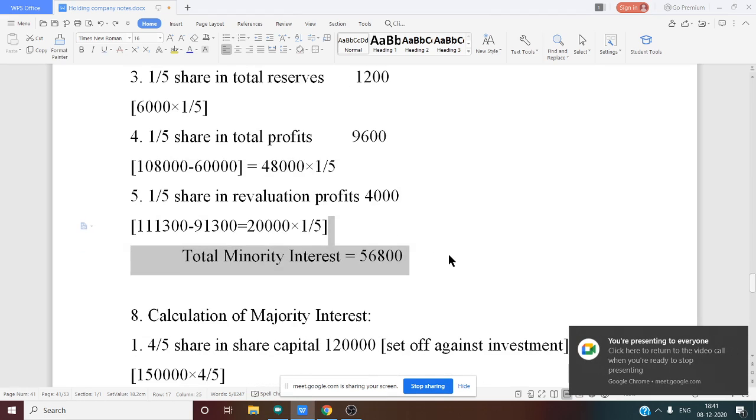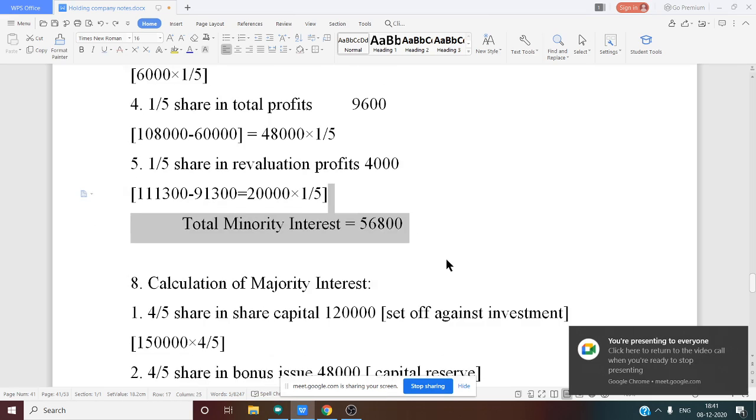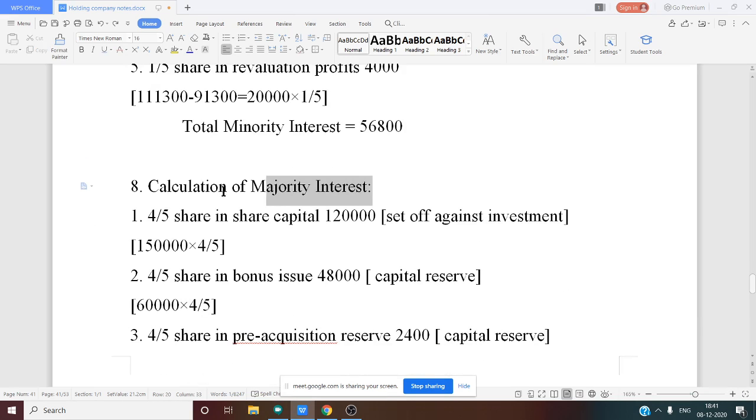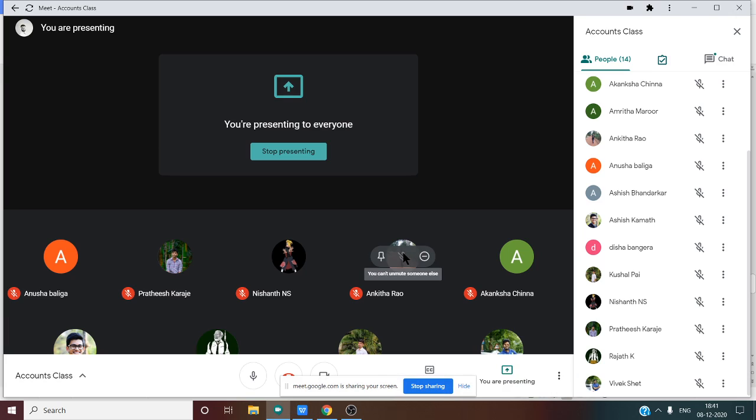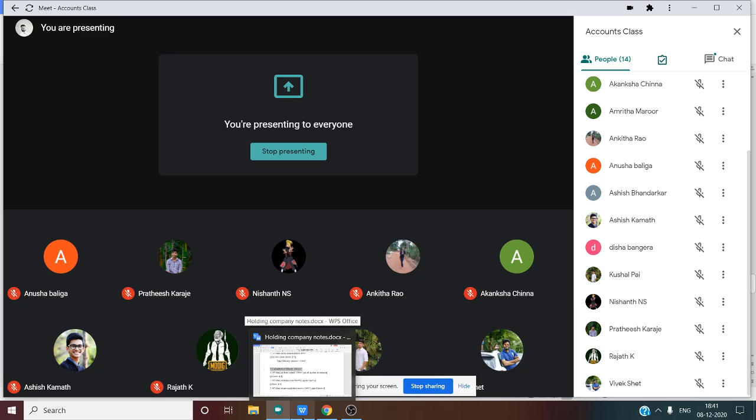Now, after calculating minority interest, the next thing we have to do is majority interest. Calculation of majority interest: we have already discussed this. We want separate information like pre-reserve, pre-profit, post-reserve, post-profit for the purpose of majority interest. Why? Because we are going to divide whether it is capital reserve, capital profit, revenue reserve, or revenue profit.